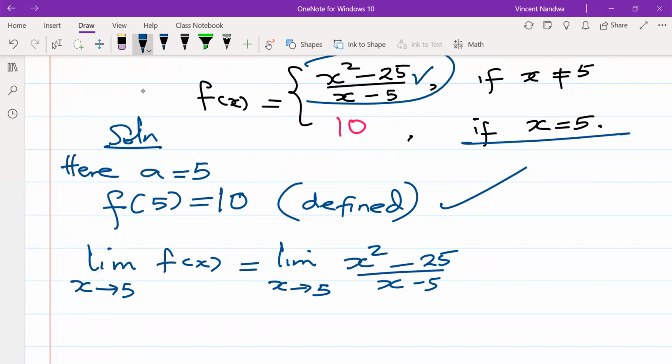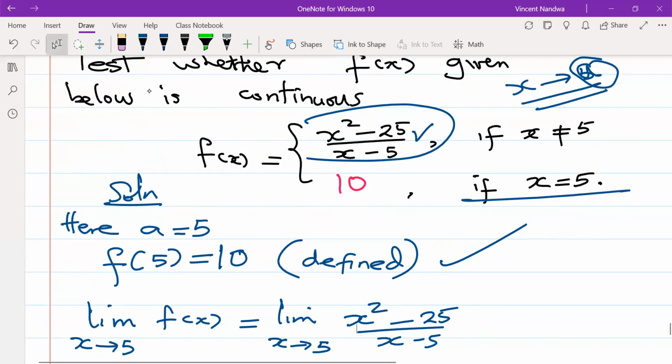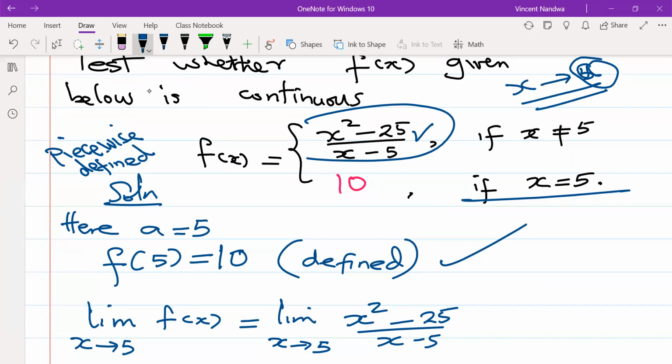This one function, f of x, defined by two formulas. So this is what we call the piecewise defined functions. This was the first thing we discussed in this course: types of functions.